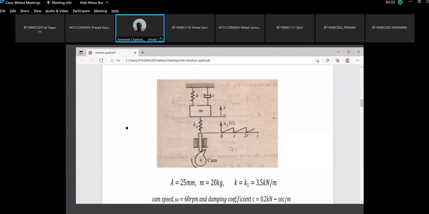Now, should I increase K1 or should I increase K? Or should I increase both? Or should I decrease them? Should I increase omega n or should I decrease omega n? We should decrease omega n. No. Omega n we should decrease or omega n we should increase? Decrease. Omega n we should decrease. So should we decrease K1 or should we decrease K or should we decrease both?